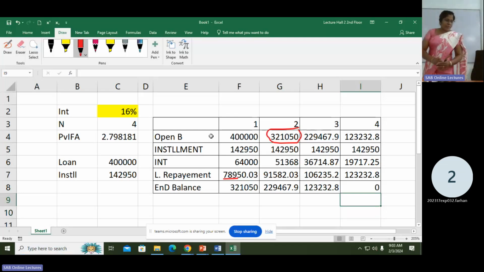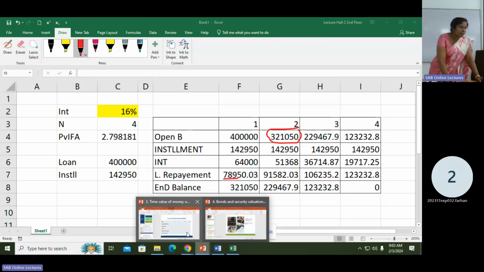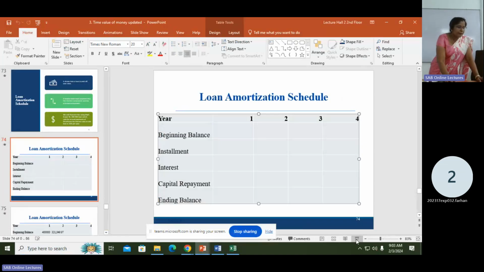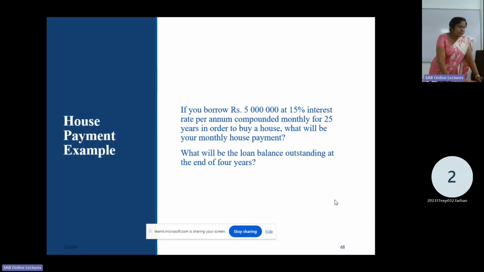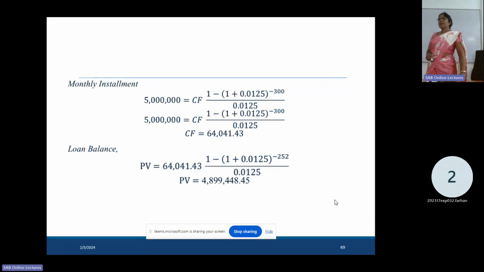Now, do you remember this question? Previously we discussed an example like this one. In this section, I asked you to calculate the loan balance outstanding at the end of 4 years. By applying the formula, you calculated the loan outstanding balance, 4.8 million something. Now, by looking at the amortization schedule, you can quickly get an idea about the loan outstanding balance.